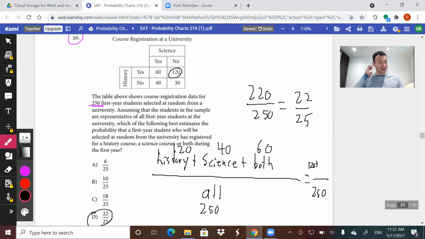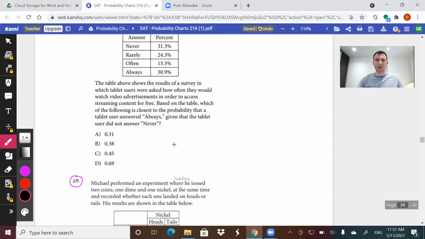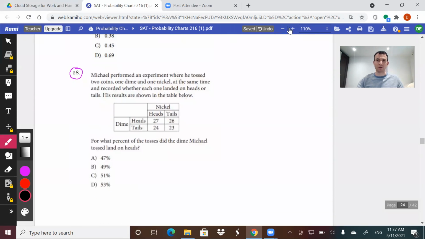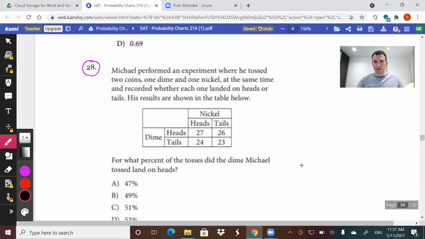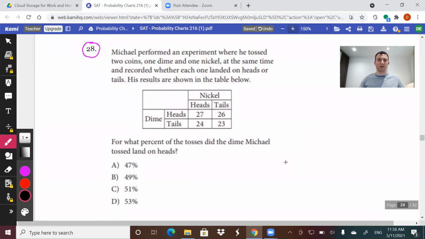Again, not really much math involved, just your ability to understand what the question wanted and to use the chart. So let's look at one more. This one's kind of challenging. This chart tends to trip people up. And we'll zoom in to make it easy on the eyes.